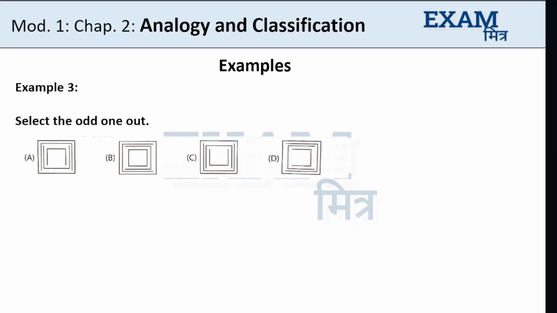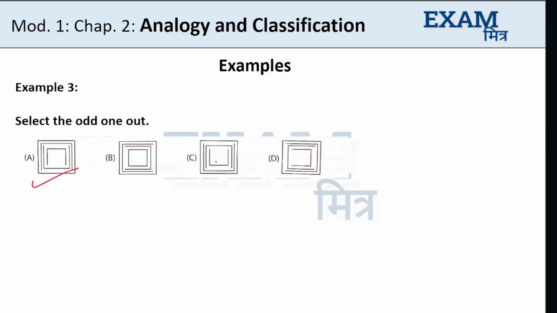Okay, so let's proceed to the next question. Now this is a figure based question. You need to find the odd one out. So observe this. This is a square, and inside it is this, and then this, and then this. If we observe, this is a 3-sided figure. Okay, that means one side is not closed, one side is open.